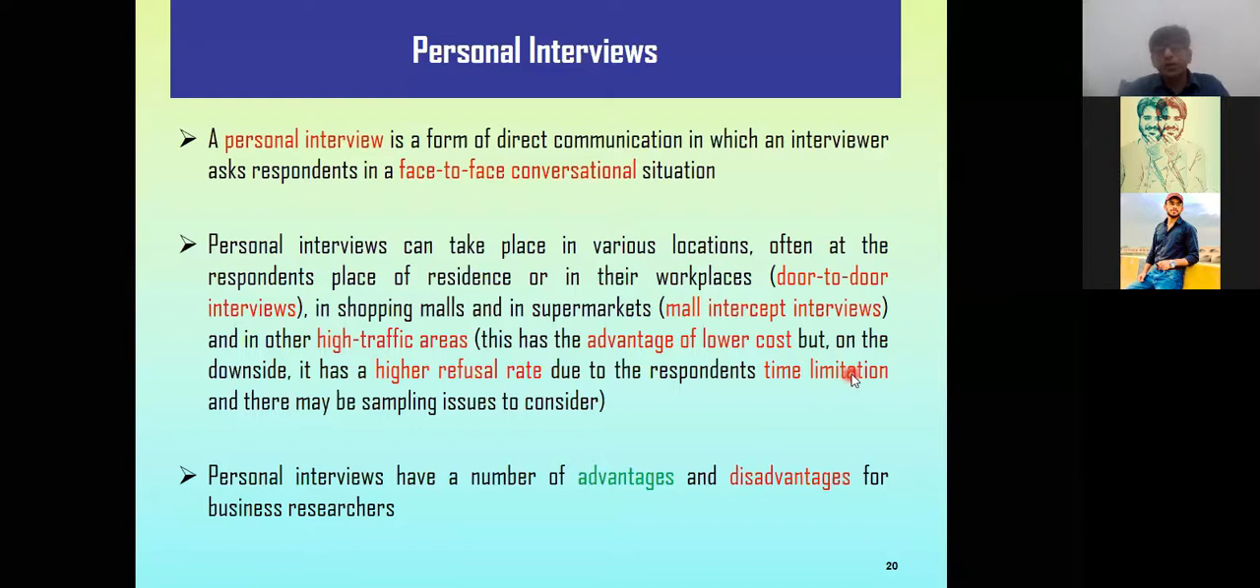This happens because of the time limitation, because the people have very limited time, so they may avoid providing you interviews. This is one reason. Okay, and then personal interviews have a number of advantages and a number of disadvantages. Let's discuss these advantages and disadvantages.